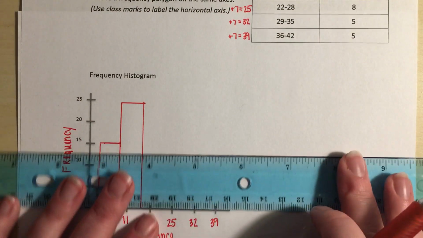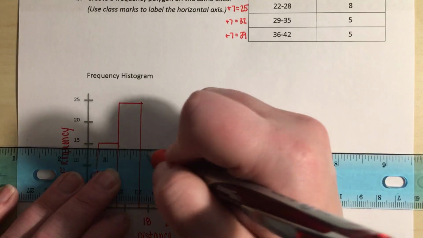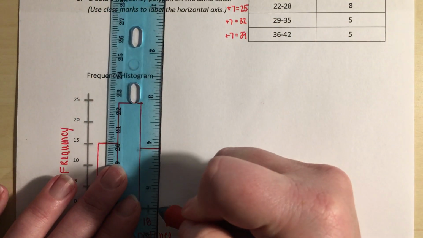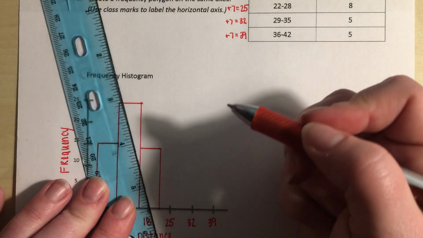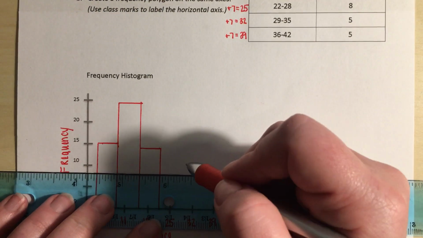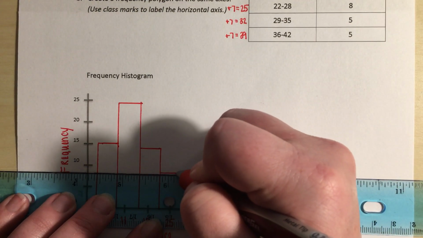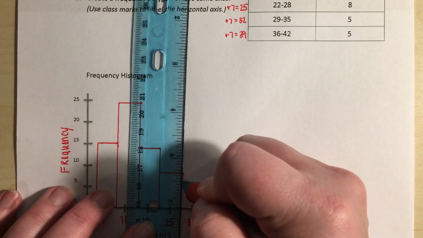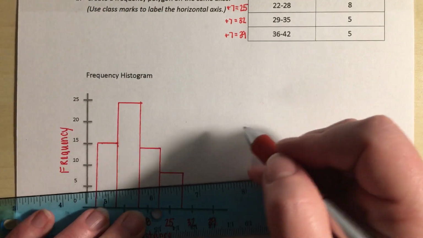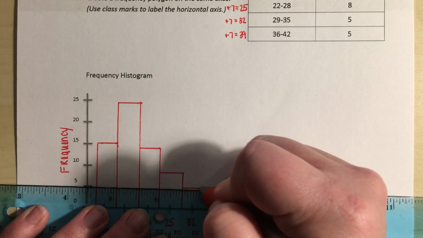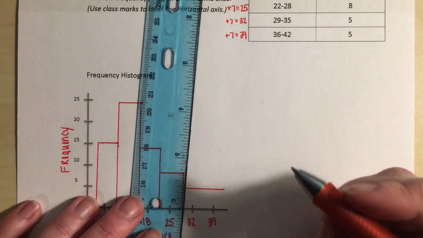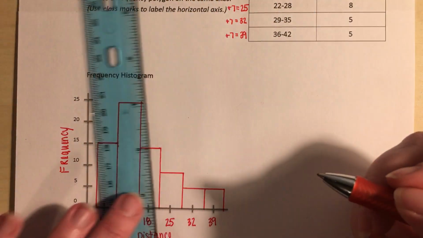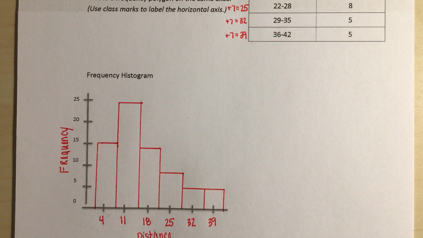All right. We have 13 for our next one. So we'll draw a vertical bar, 13. Then we have 8 for our next frequency. And then we have 5 for our last 2 frequencies. Alright, so there is our frequency histogram.